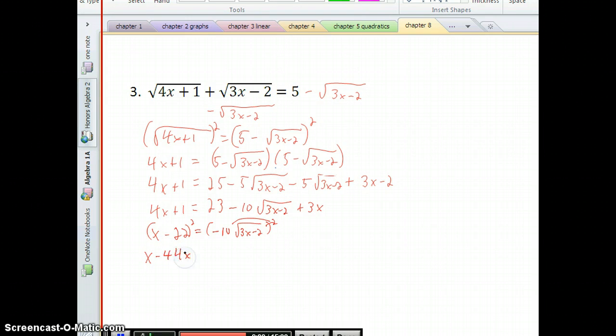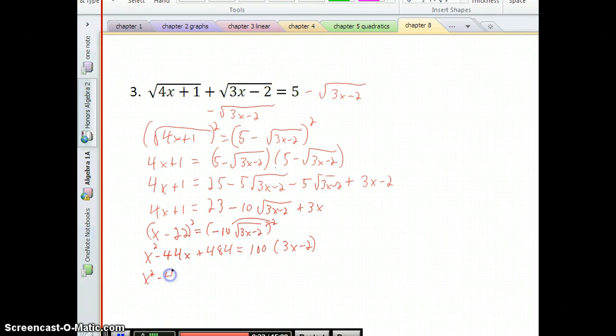x squared minus 44x, and then 22 squared is 484, so we get plus 484. Negative 10 squared gives 100, and then we have a parentheses because we're multiplying that by a binomial of 3x minus 2. So now, I dropped my square there. So we can distribute on the right hand side.